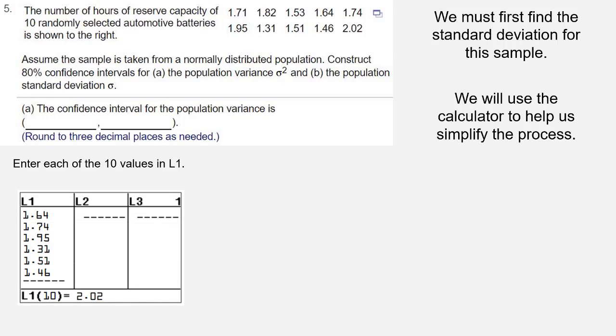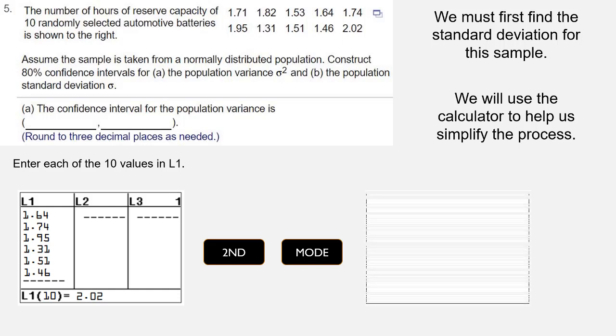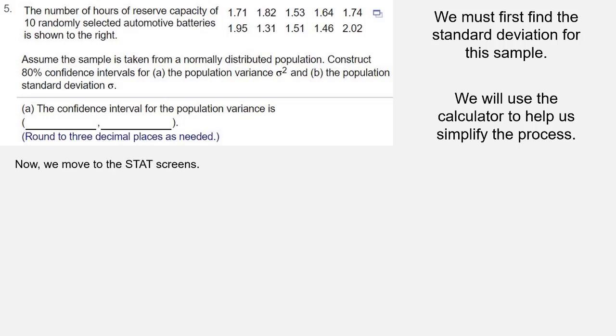Once we've got the values all entered, then we hit Second and the Mode button, and that will take us back to our home screen. Now your home screen may not be blank. I just put a blank screen here. If you've done other calculations, you'll see the other calculations you've done, and that's fine. It's not going to interfere. And then we need to go back to the Stat menu. So we hit the Stat button, and that takes us back to that Stat screen.